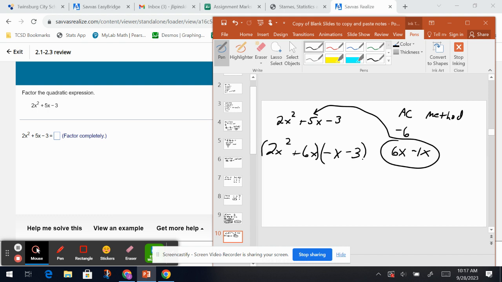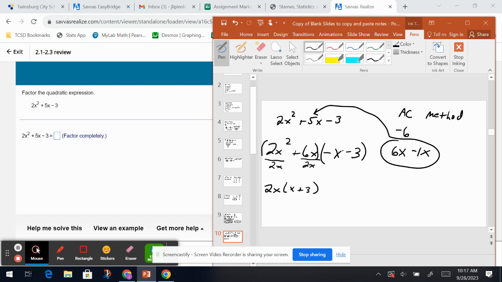I'm going to group the first two and group the second two. Once I have these grouped, I'm going to try to take a GCF out of each of these. So the GCF between 2x squared and 6x is 2x. When I say take a 2x out, that means I'm dividing each of these by 2x. So that leaves me with x, right? 2x squared divided by 2x is just x. And then 6x divided by 2x is a +3.